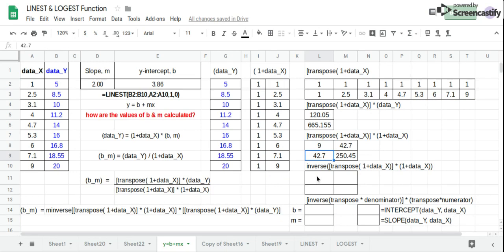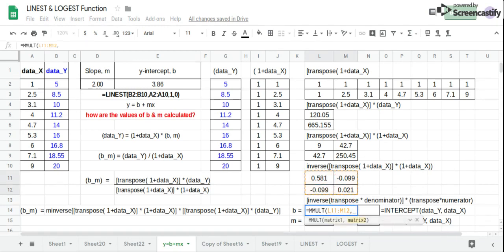Now that the denominator is a square matrix, we can invert it. Now we have the inverse matrix. We can now multiply this inverse matrix directly to the numerator, and that determines the values of b and m of a trendline equation.